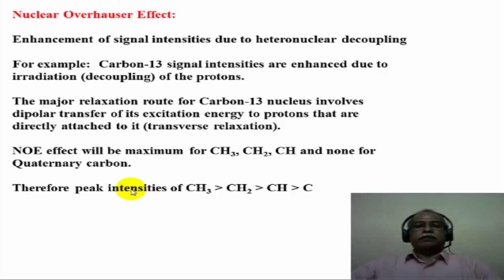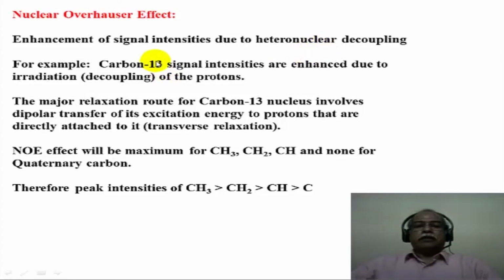Now we will deal with the nuclear Overhauser effect in a much more detailed manner in another module. For the time being, let us just define what the nuclear Overhauser effect is. The enhancement of signal intensity due to heteronuclear decoupling is what is known as the nuclear Overhauser effect.